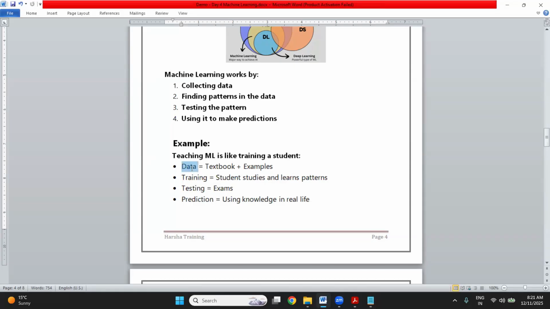So data, training, testing, prediction, these are all machine learning terminologies. We continuously use this terminology in machine learning. Data, training, testing, prediction, these will be commonly used in our machine learning concepts. Any questions here?